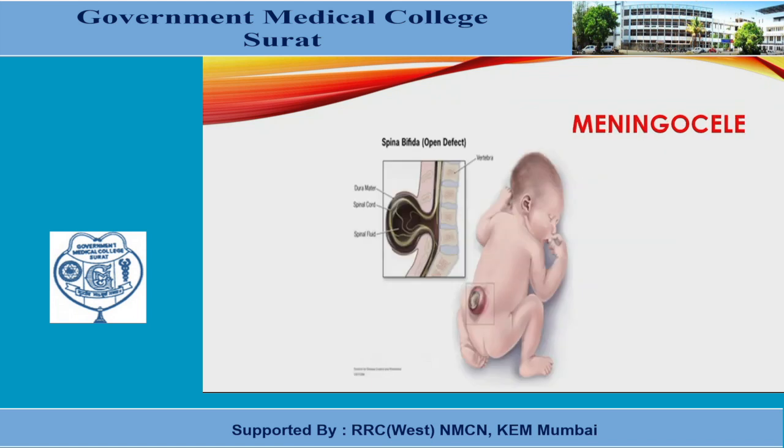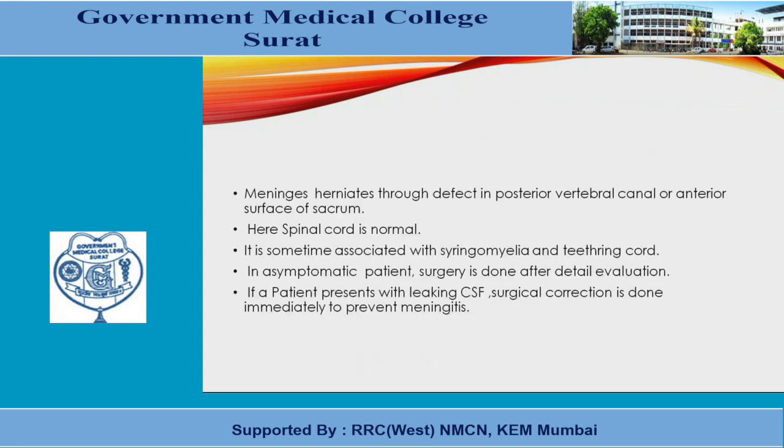Next is the meningocele, which is an open defect with herniation of meninges. Meninges herniate through the defect in the posterior vertebral canal or anterior surface of the sacrum. Here the spinal cord is normal, and sometimes there is association of syringomyelia and tethering of cord. In an asymptomatic patient, surgery can be done after detailed evaluation, but if the patient presents with leakage of CSF, the surgical correction is to be done immediately to prevent meningitis.